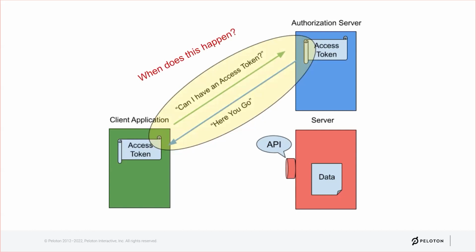Remember, before making any request to the resource server, the client needs to obtain an access token. Because of this, the access token request and response happens when a user first logs into the application. And that's it. Hopefully this explanation made it much more clear on what OAuth is.